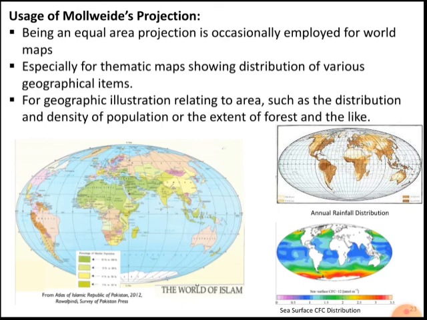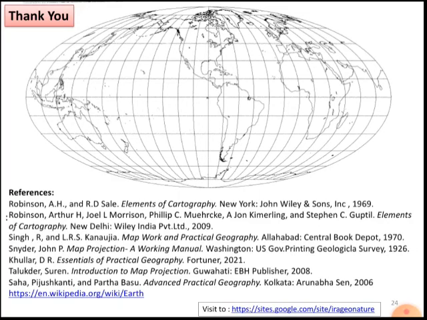So in this way, if you want to show the global distribution of any phenomenon, this projection is often used, okay. And that is why, in the uses of this projection, if you want to write something: being an equal area projection, it is occasionally employed for world maps, especially for thematic maps showing the distribution of various geographical items, for geographic illustration relating to area, such as distribution and density of population and the extent of forest, and likewise. So this projection is one of the good ones. And this is another picture of the projection.